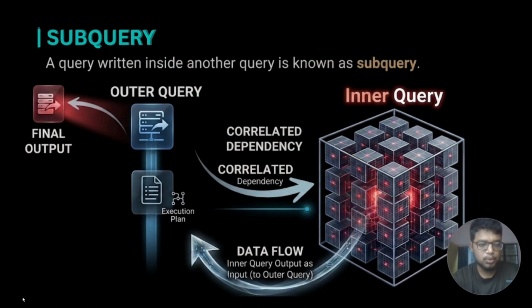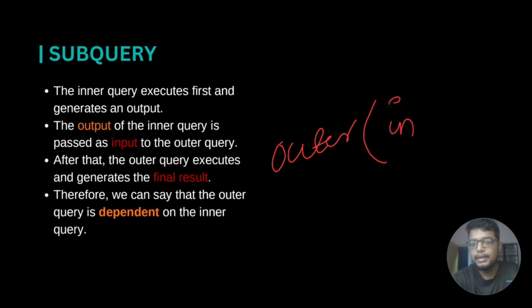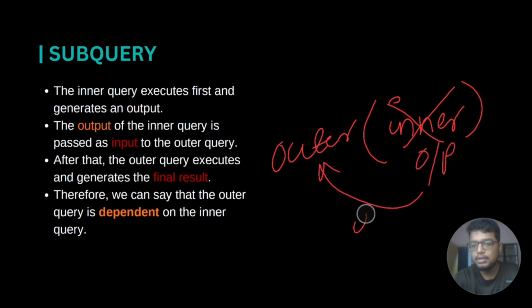Let's move to the next slide. Here the exact same thing is written. First point, the inner query executes first and generates an output. This is my outer query. Inside this outer query, I write my inner query. Once my inner query executes, it generates some output, and this output is nothing but input to this outer query. This point is complete.